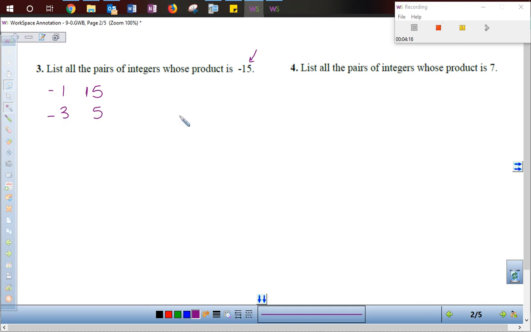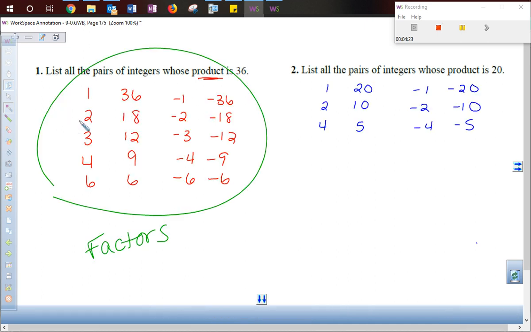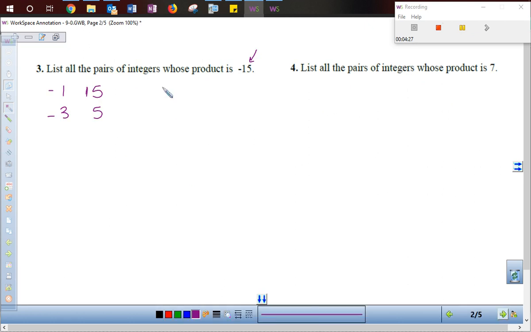Then for my second one, similar to how I listed all the positives and all the negatives on 1 and 2, I'm going to list those again, 1 and 15 and 3 and 5, but instead of making my left side negative, now I'm going to make my right side negative. So over here the smaller numbers were negative, and over here the bigger numbers are negative.